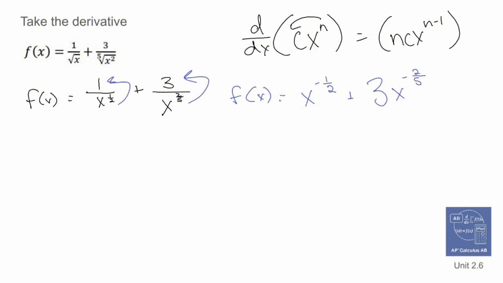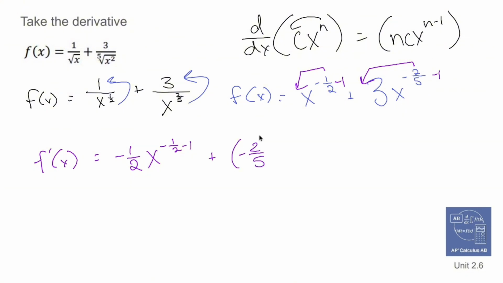Now I can take the derivative. Now I can say that f prime of x is going to have me dropping this down and subtracting 1. Dropping this down and subtracting 1. So dropping down the negative 1/2, okay, x to the negative 1/2 minus 1. I'll clean that up in a bit. Okay, plus drop down the negative 2/5 multiplied to that 3 that's already there, x to the negative 2/5 minus 1.